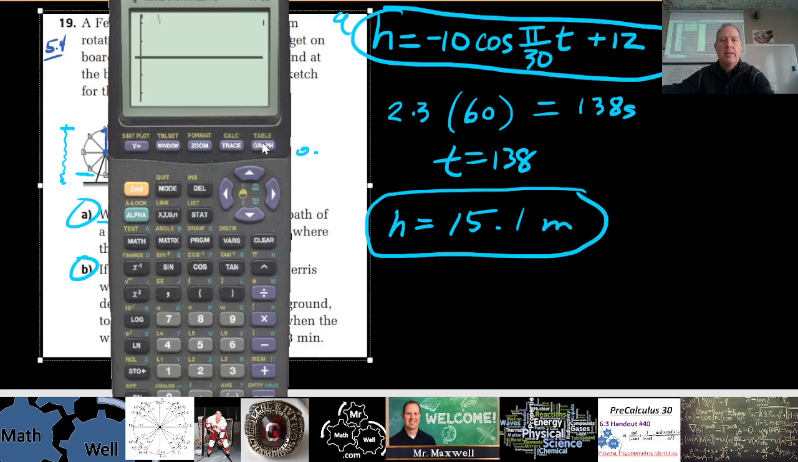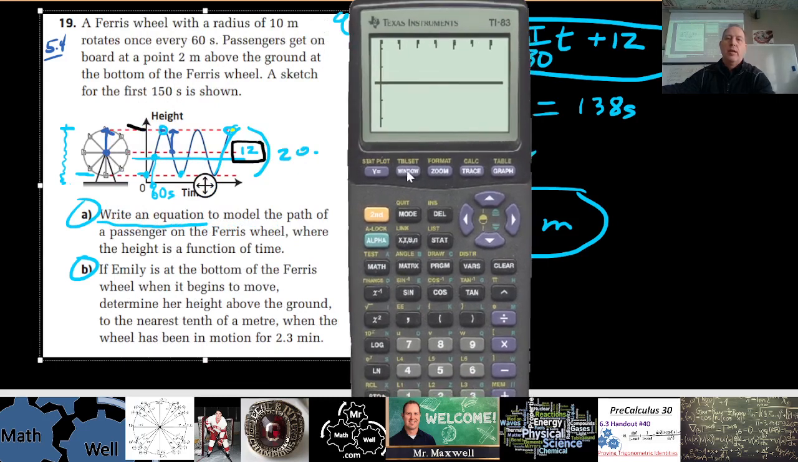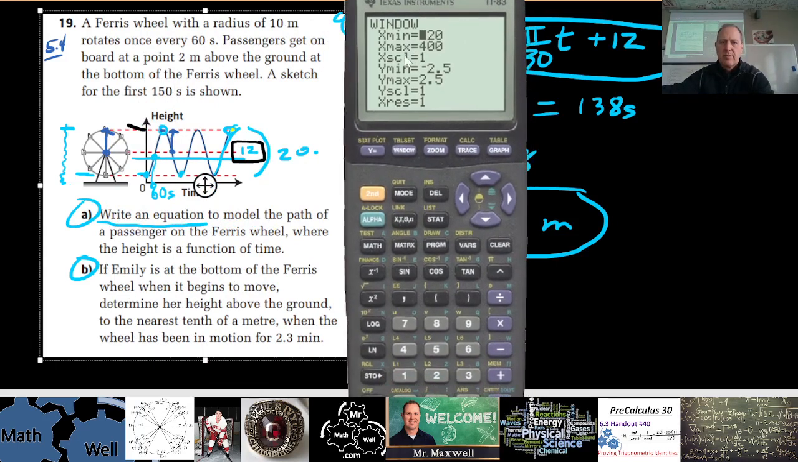The graph might be a little wacko here. Yep. Okay, got to change the window. You're not seeing much of that, so we're going to have to change the window. Let's go to x minimum. Well, I suppose it could be 0. No, let's make that like a negative 5. And then an x max, going to be maybe 150, I guess, 150 seconds.